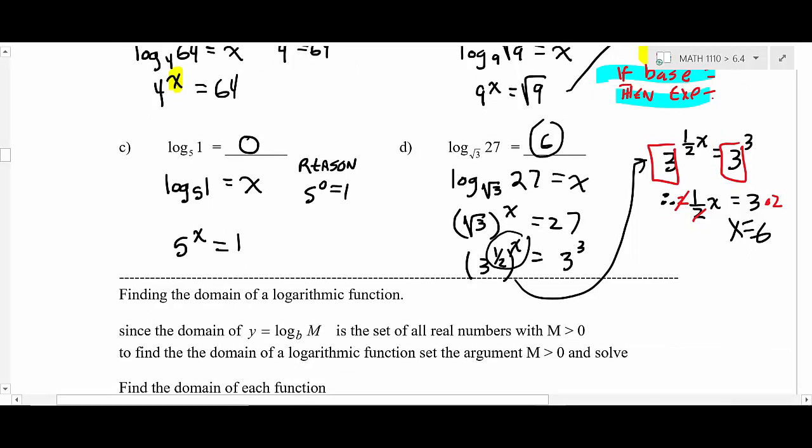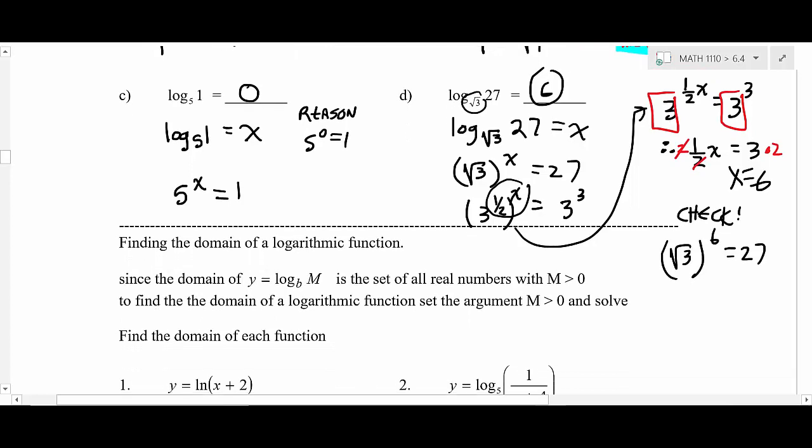Now I'm going to go ahead and show you why this is right. I think this is the key to understanding logarithms, to understand why they're right. So let's do a check. This would be a good thing to write on your paper. What you would do is take the square root of 3 to the 6th power and see if that works out to be 27.